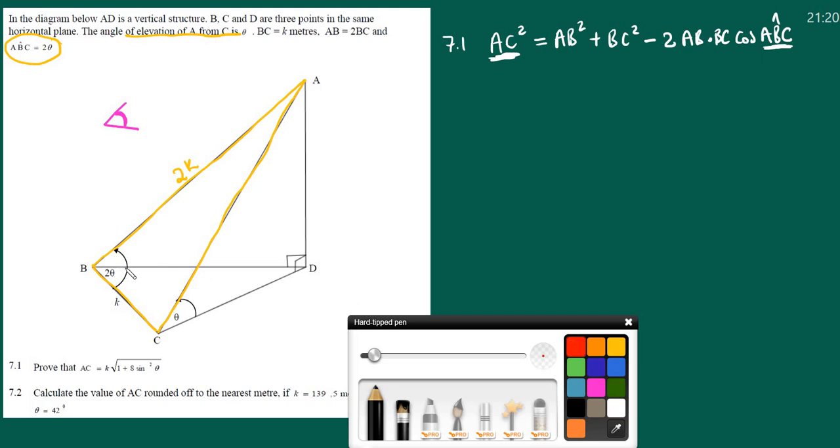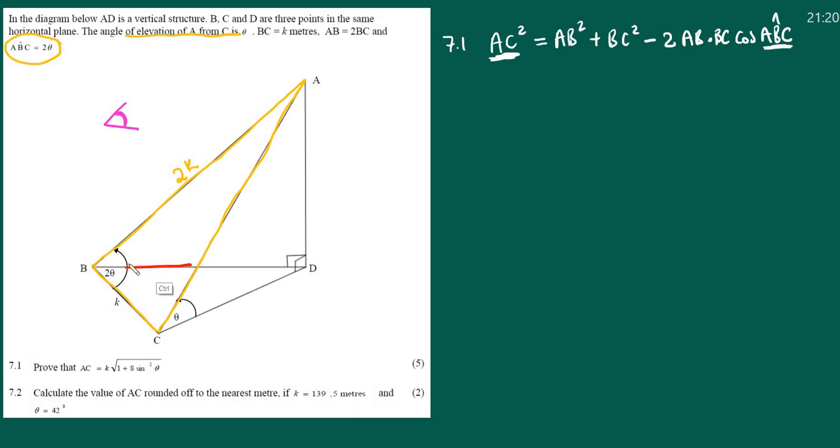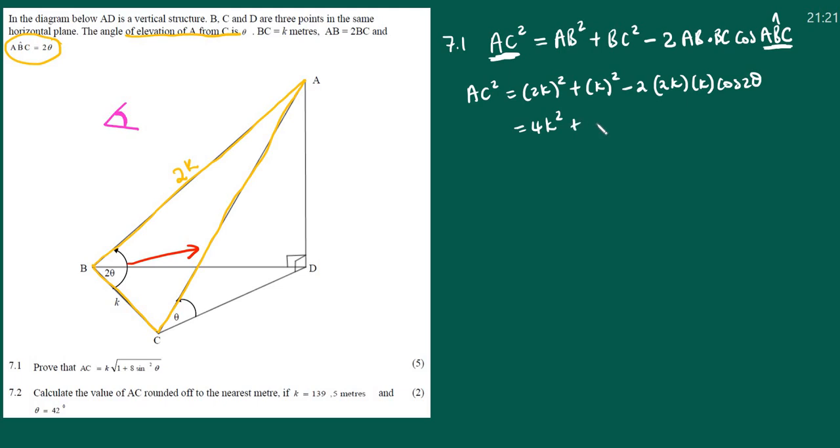Let me write it here. So we have AC squared equal to AB, which is given as 2k, all squared, and then BC is given as k, all squared, and then minus 2 into 2k times k, and then cos of 2 theta. This means that we're going to have 4k squared plus k squared minus 4k squared cos 2 theta.